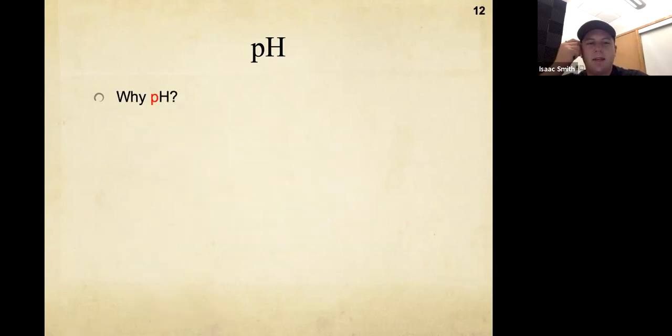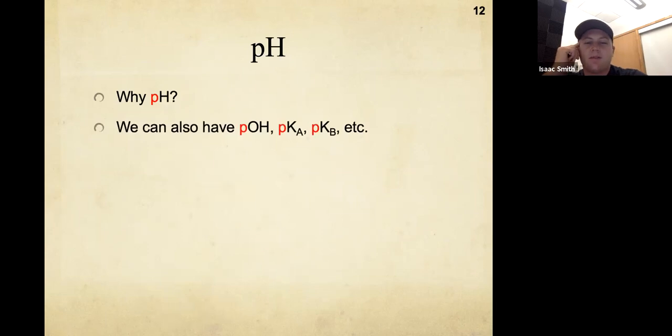Okay, so why pH, right? Why the little p? What does that mean? So you'll find out that there are a lot of different values that start with p. We're mostly going to deal with pH, but you'll see a lot of pKa especially. The pKa and pH are the two big ones that you're going to see in organic chemistry. pKb is rarely used. pOH is also rarely used.